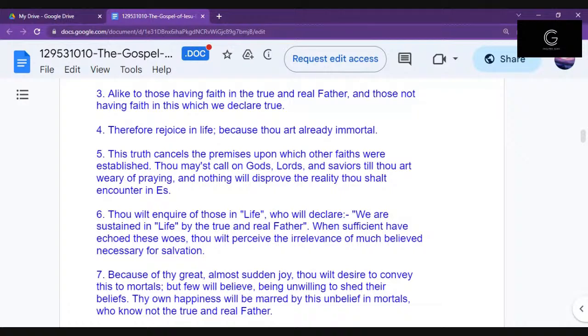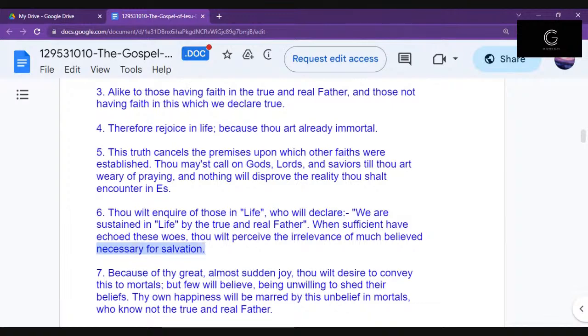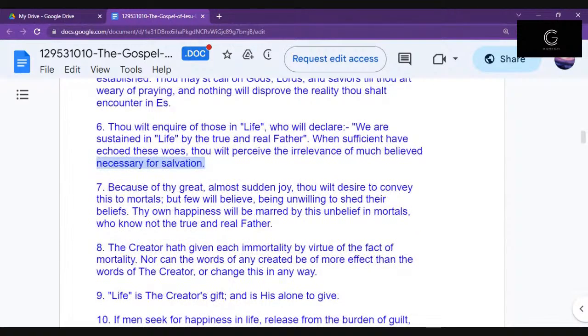When enough people say that, what? Then thou wilt perceive the irrelevance of much of that biblical dogma. Right? Much of it is bullshit. None of it necessary for salvation. Because of thy great, almost sudden joy, thou wilt desire to convey this to mortals. But few will believe.